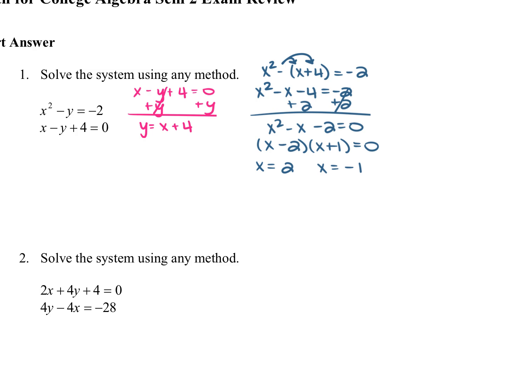So we're going to plug both of these values in separately to solve for y. Plugging in that 2 for x, we're going to have y is equal to 2 plus 4, which means y is 6. So that's the ordered pair 2, 6. For the -1 for x, we're going to have y is equal to -1 plus 4, which gives us a y of 3. So that's the ordered pair -1, 3.